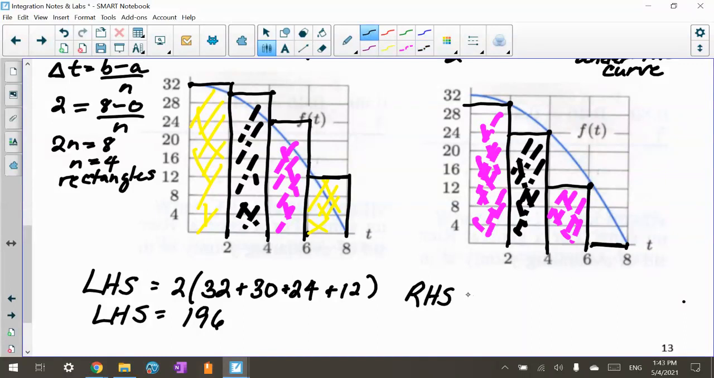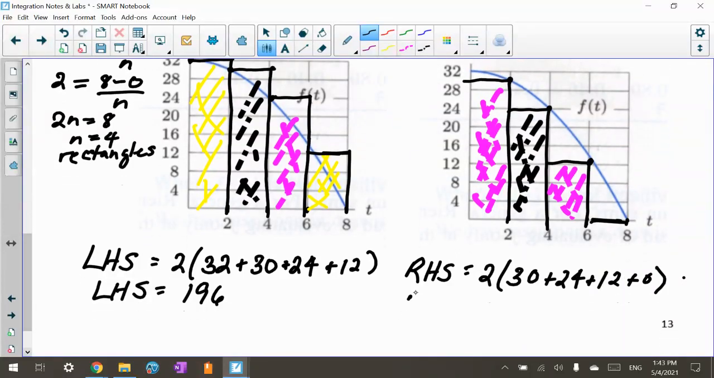So when I do the right-hand sum, I'm coming from the right, my width is still 2, but now I'm going 30 plus 24 plus 12 plus 0. So when I add those all up, multiply by 2, I get my right-hand sum to be 132.